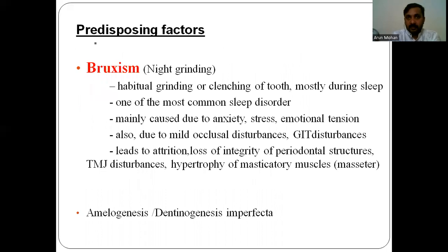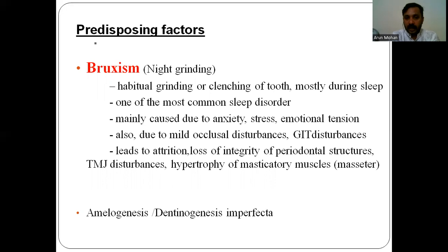There are some predisposing factors which can increase the chances of attrition, and the most major one is bruxism or night grinding. Bruxism is a habitual grinding or clenching of the teeth, which mostly occurs during sleep. It's one of the most common sleep disorders. Patients who have issues like anxiety, stress, emotional tension, etc., have a tendency to clench their teeth during sleep, which, as you can imagine, puts a high masticatory load on the teeth and can lead to occlusal surface attrition.